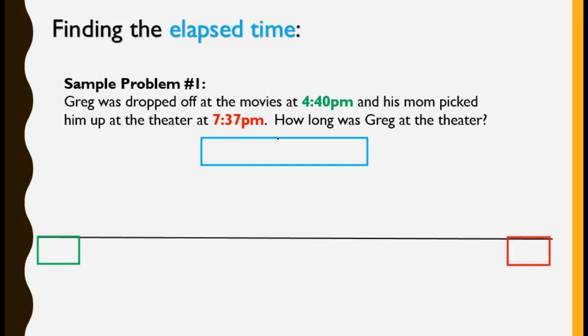Okay, so let's take a closer look at our story problem. Right here, it says that Greg was dropped off at the movies at 4:40.